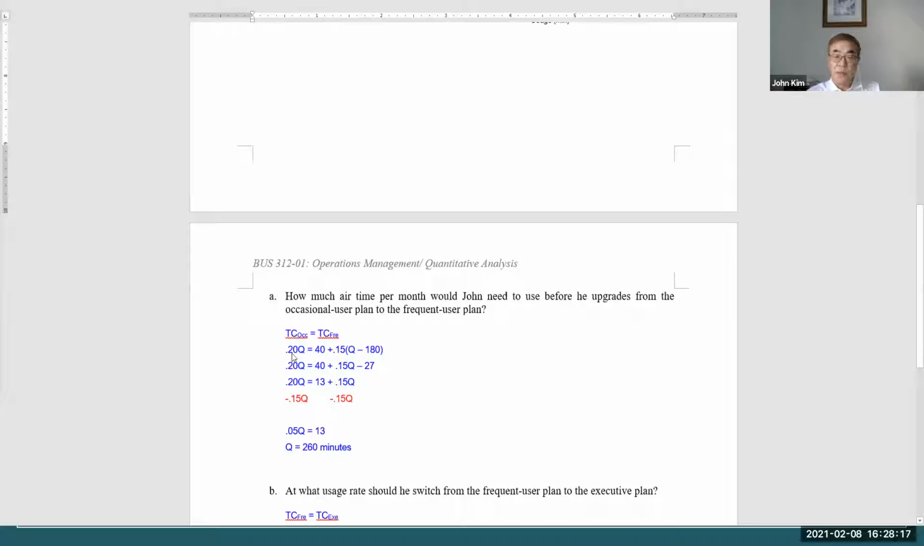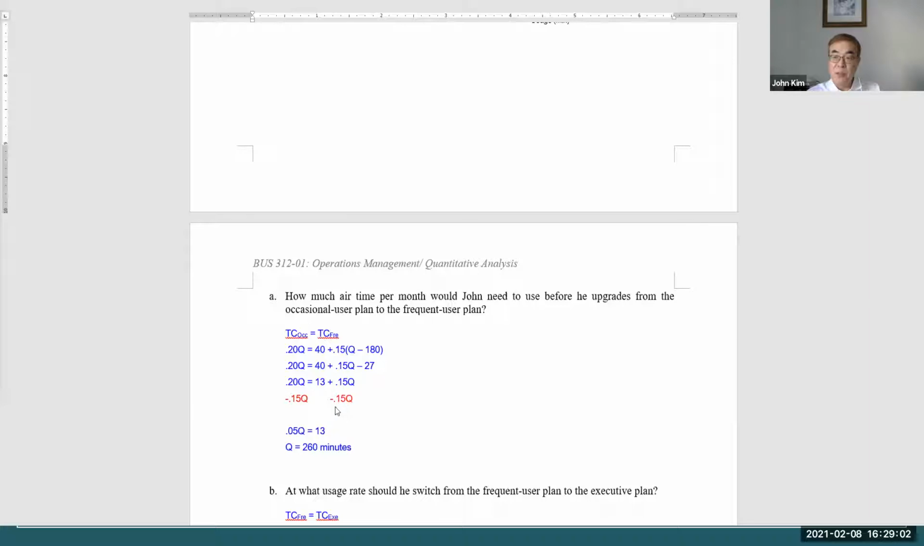Occasional plan: 0.2Q equals 40 plus 0.15 times (Q minus 180). So this part, 0.15Q and 0.15Q minus 27, that is from 0.15 times 180, which is negative 27. So 40 minus 27 is 13 plus 0.15Q.